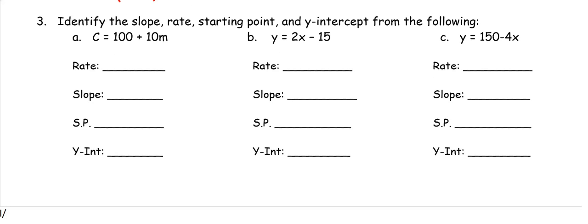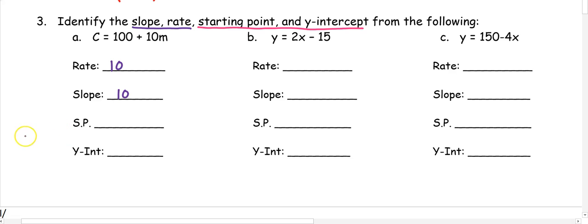Number 3, identify the slope and rate and the starting point and y-intercept. So remember that slope and rate are the same thing. Slope and rate of change represent the same thing. Because remember that slope and rate of change are found in front of the variable. And then remember that starting point and y-intercept are also the same thing, and they are the number that's not with the variable. So in number 3, we have c equals 100 plus 10m. So in this case, our rate would be 10. Our slope would be 10. Our starting point and our y-intercept are both the 100.